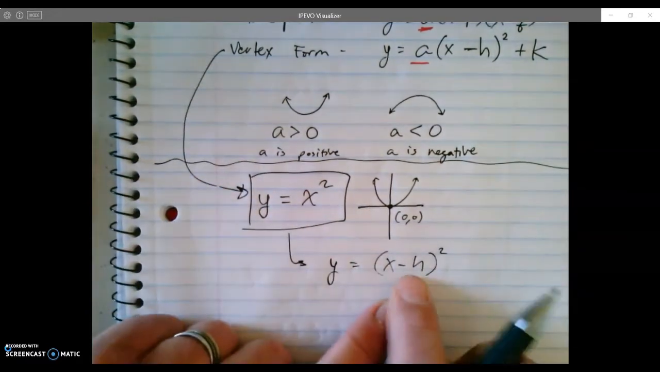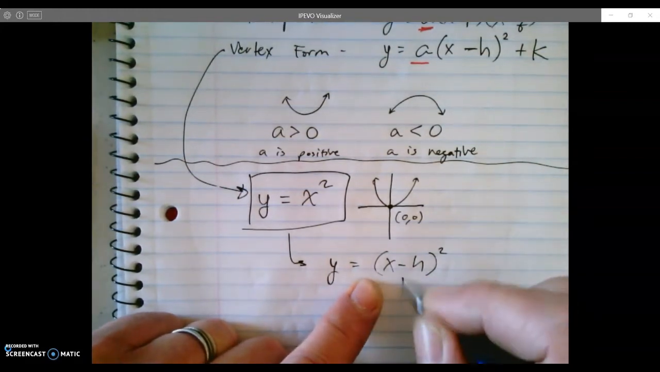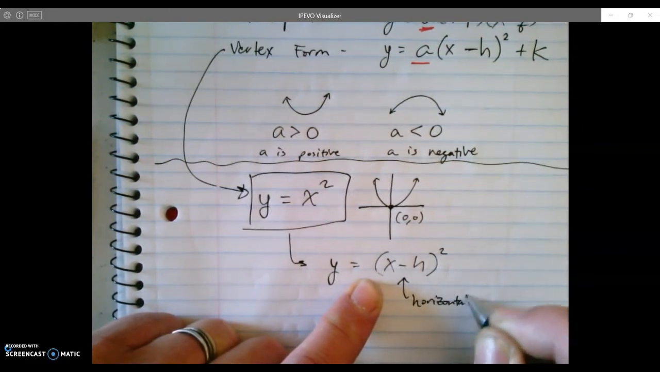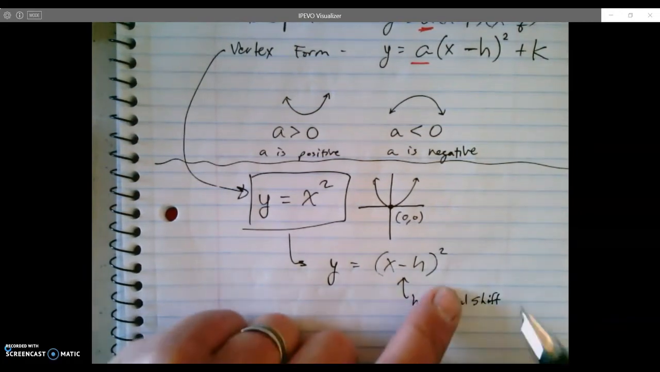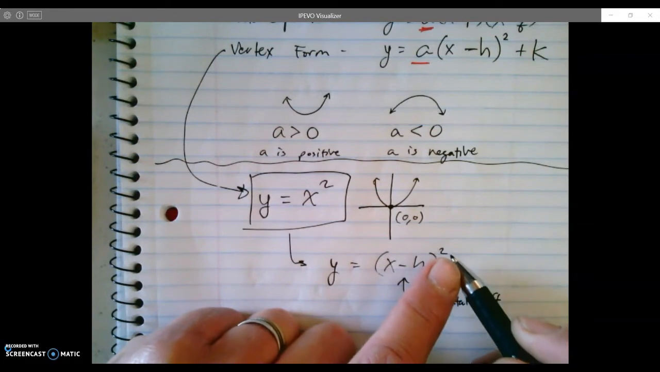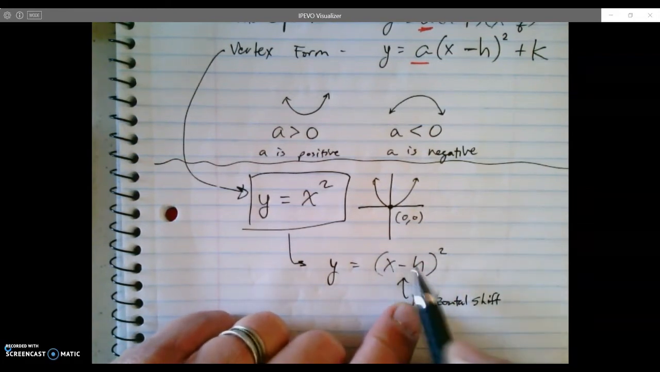Okay. Now we've already discussed previously that putting a number inside would then shift it left or right. So this is a horizontal shift. Now we talked about that because our book does this in weird order, but the point is whether it's x squared, x cubed, x to the 4, x to the 90th, the number inside here is going to be a horizontal shift.